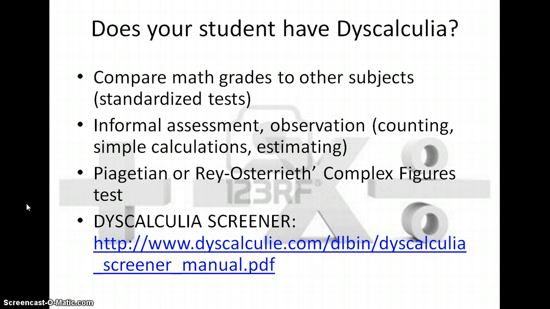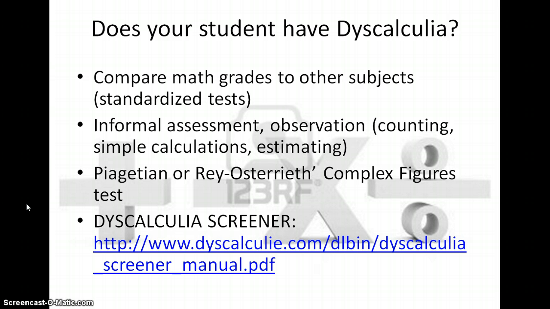And then there are some more formal tests that kids can take to really determine if they have it or not. The complex figures test looks like this: there's a drawing that students will look at for a brief period of time, and then they will try to draw it themselves from memory, and then they will also get a chance to look at it directly and make a copy of it. Comparing the copy of what they drew and what they drew from memory will help determine how their spatial orientation is with lines and angles and lengths and areas.